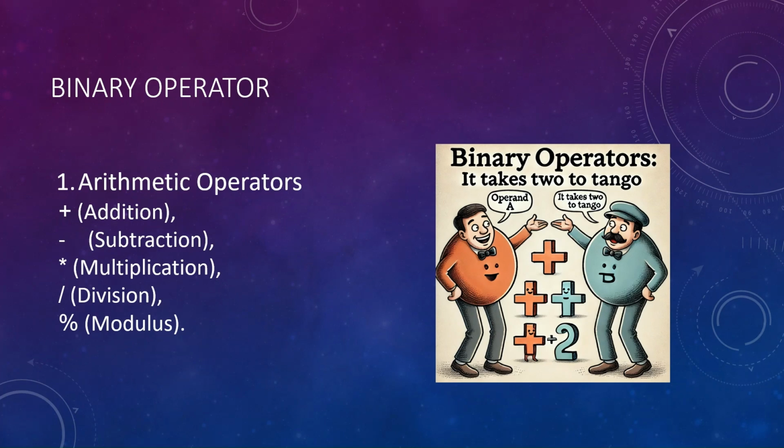arithmetic operators. They perform the basic mathematical operations on two operands. For example, if we have two variables a and b, the addition operator will add a and b. The subtraction will subtract b from a. The multiplication operator will multiply a and b. The division operator divides a by b. The modulus operator gives the remainder when a is divided by b. These operators are straightforward but fundamental when working with numerical data.